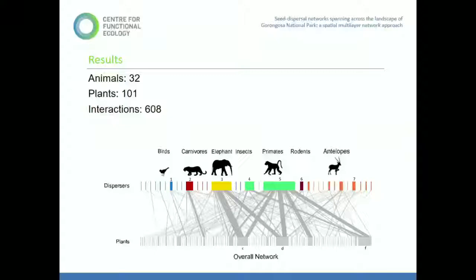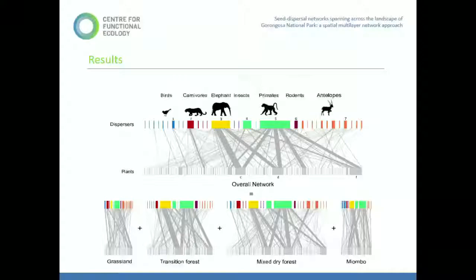And then this is split by the different habitats. So we have more animals and more plants in the mixed dry forest, and fewer animals and plants in Miombo, and the same kind of holds for interaction richness. It's richer in the mixed dry forest than in the Miombo woodlands.